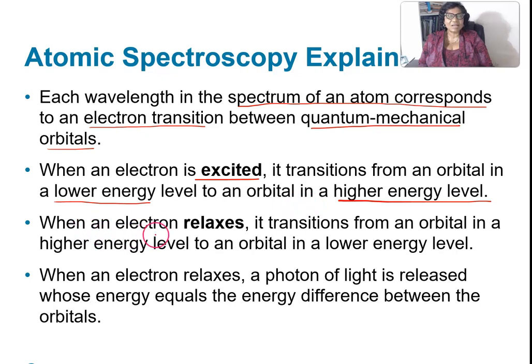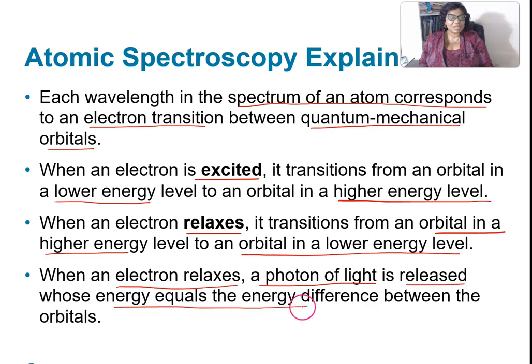And when an electron relaxes, it transitions from an orbital in a higher energy level to an orbital in a lower energy level, giving out the energy it absorbed. So when an electron relaxes, a photon of light is released, whose energy equals the energy difference between the orbitals. So that is what is happening.